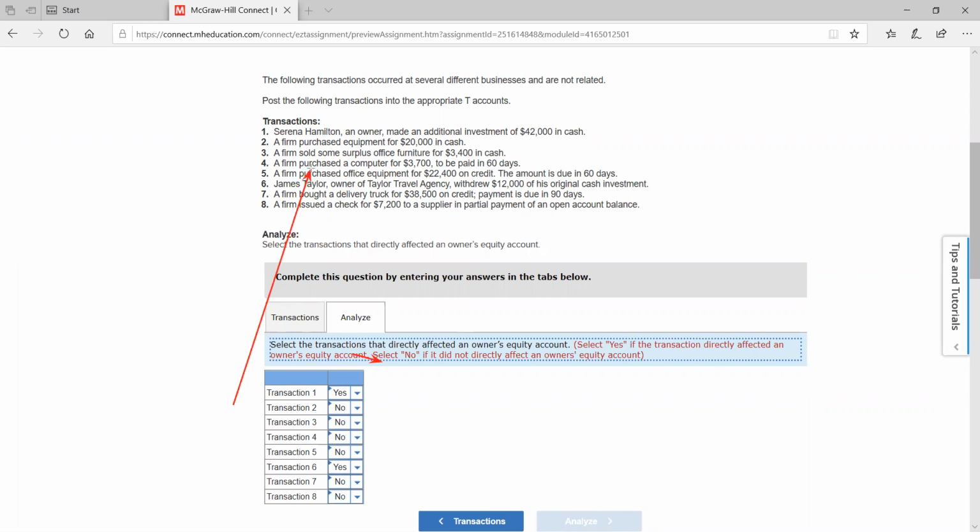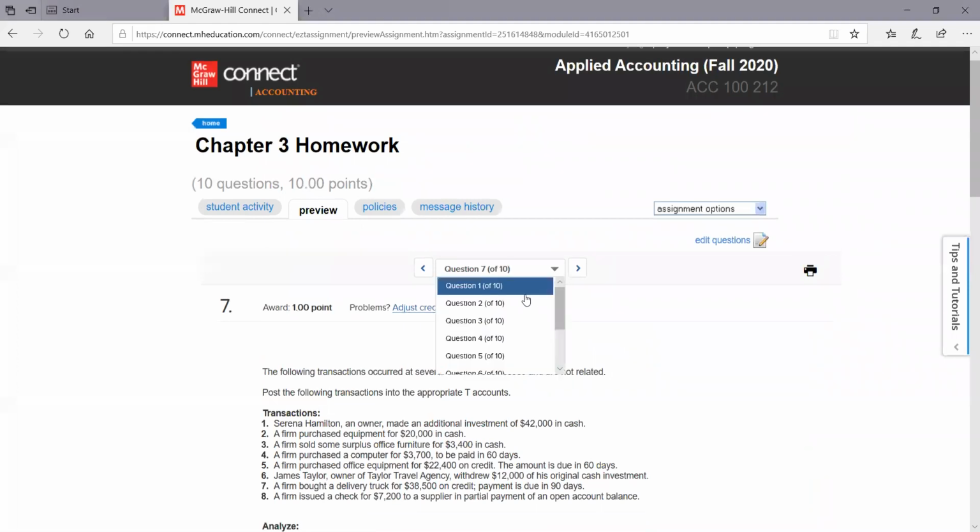4, all you had affected there was an asset and a liability. 5, same thing, asset, liability. Again, you did not affect equity. And then number 7, same thing, asset, liability affected. And then number 8, asset, liability affected. So those did not affect equity directly. All right, so that was number 7.